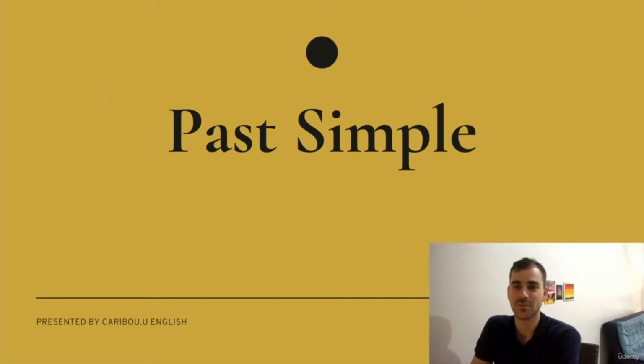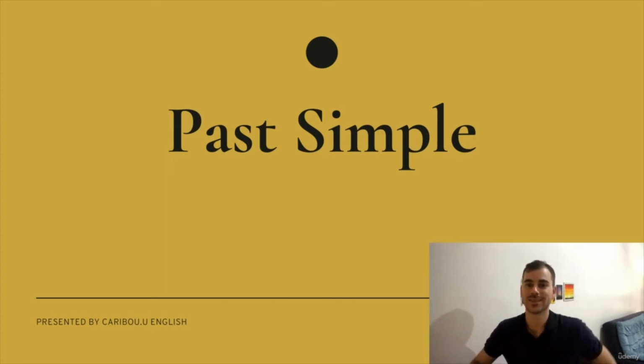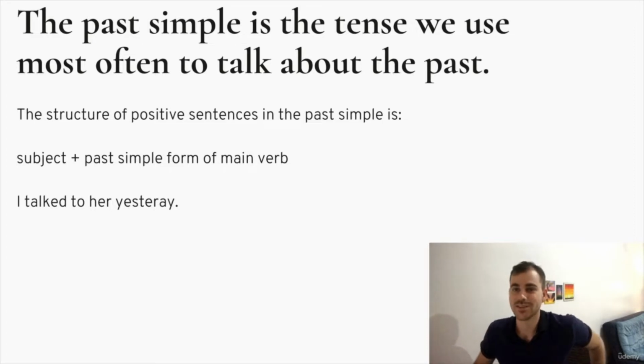This video is about the past simple tense, the most basic English tense, and it's part of a video series going over all 12 tenses. The past simple is the tense we use most often to talk about the past. The structure of positive sentences in the past simple is subject plus the past simple form of the main verb. For example, I talked to her yesterday.